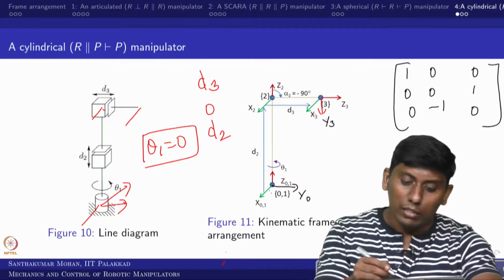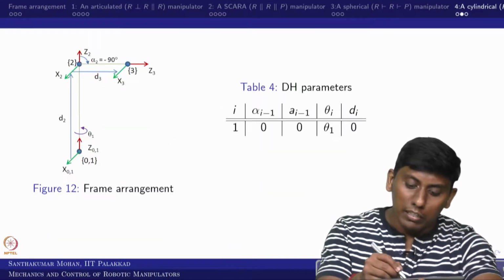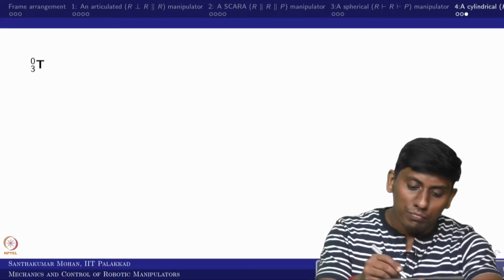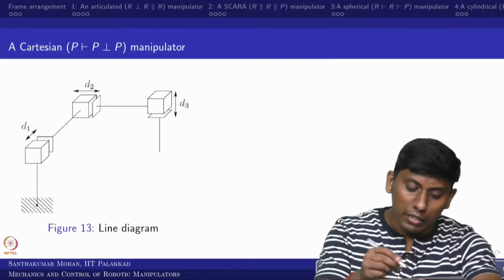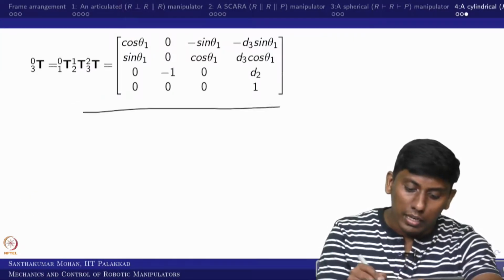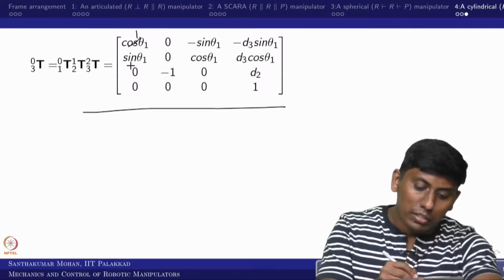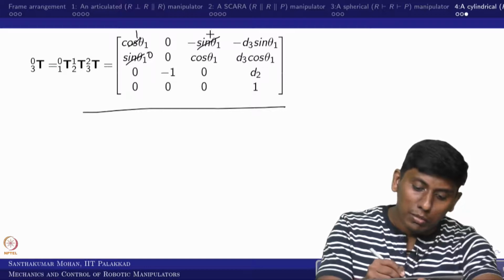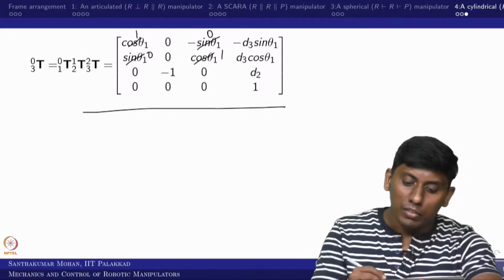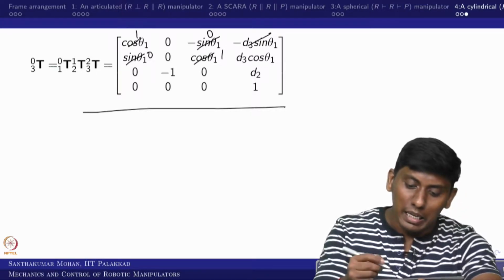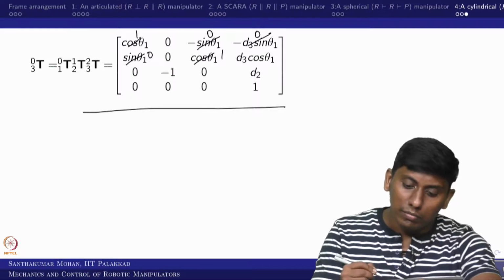So all these we can check whether your DH parameter is giving the same result. So this is the case. You can see if you put theta 1 as 0, this becomes 1, this becomes 0, this becomes 0, and this becomes 1, and this becomes 0, right.